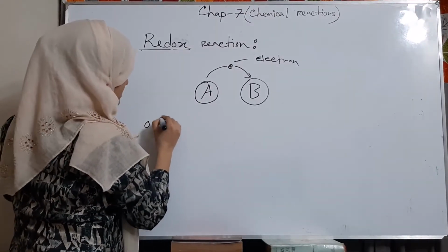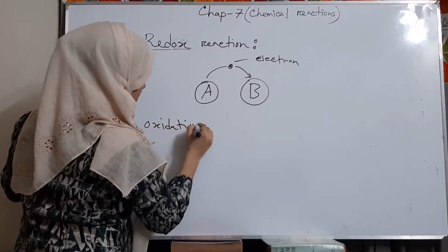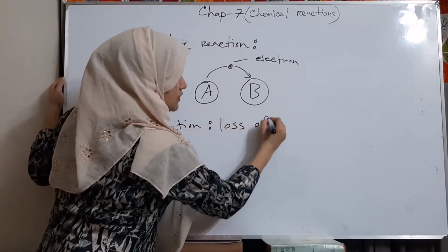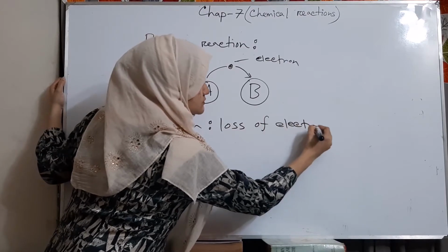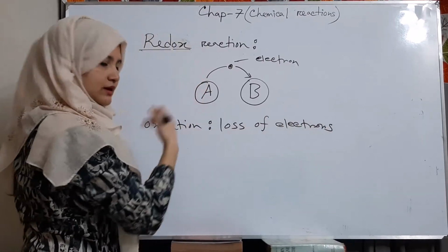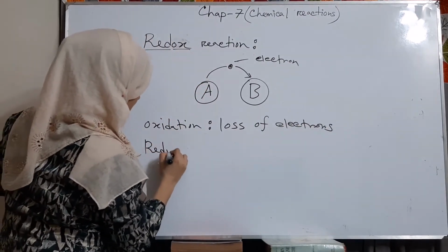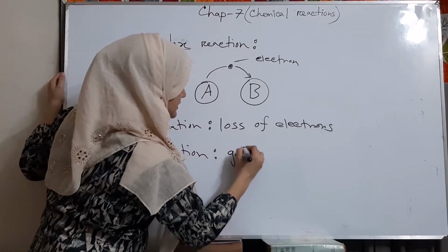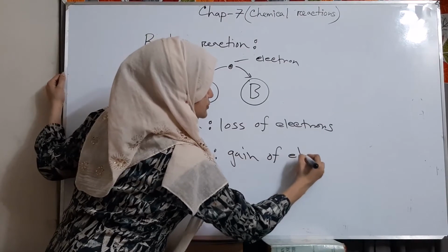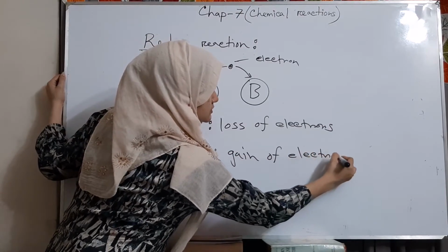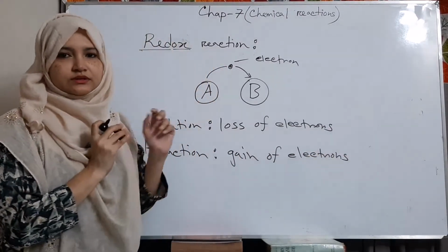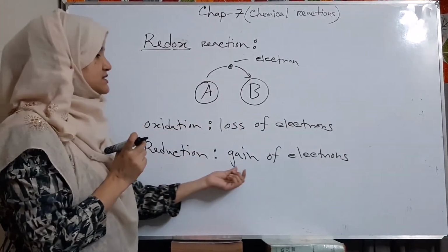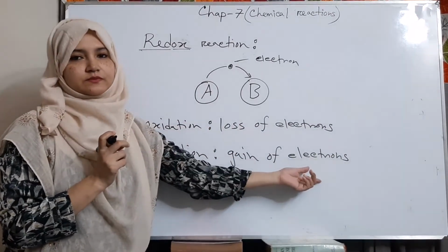What is oxidation? We have to know: oxidation is loss of electrons. And the opposite, reduction, is gain of electrons. Oxidation means loss of electrons and reduction is the gain of electrons.